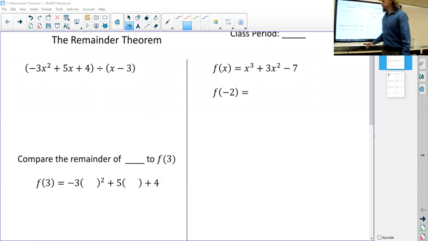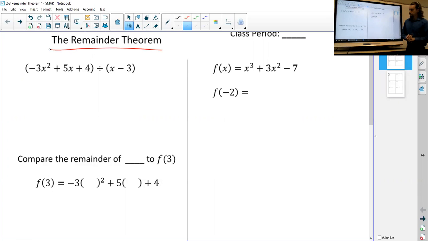Okay, so we're continuing on talking about dividing polynomials. And today we're looking at what's called the remainder theorem. So yesterday we did this, everything came out nice and perfect. There was never a remainder, that's how you want division to be. But that won't always be the case. So let's start with our example here.